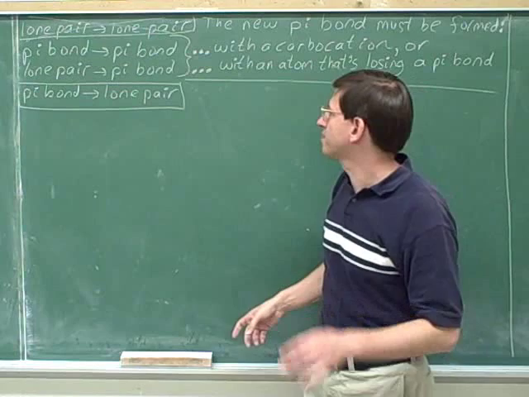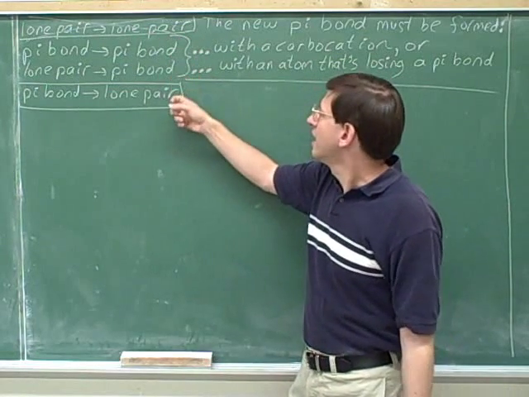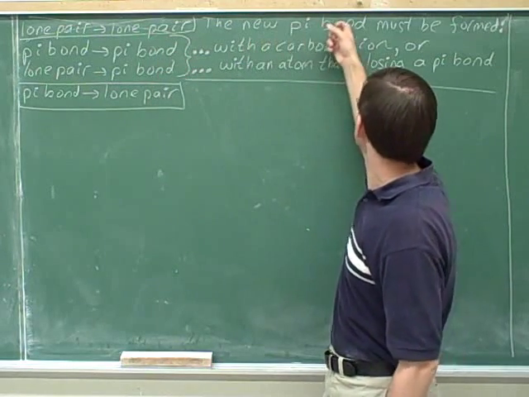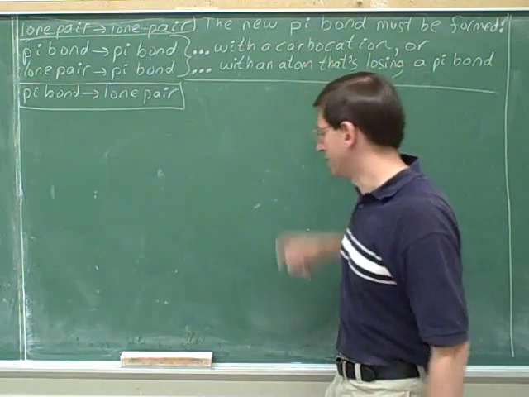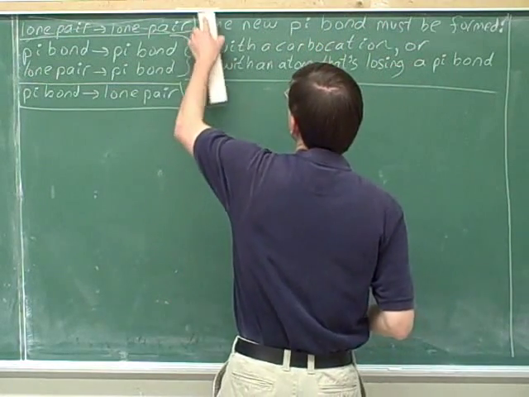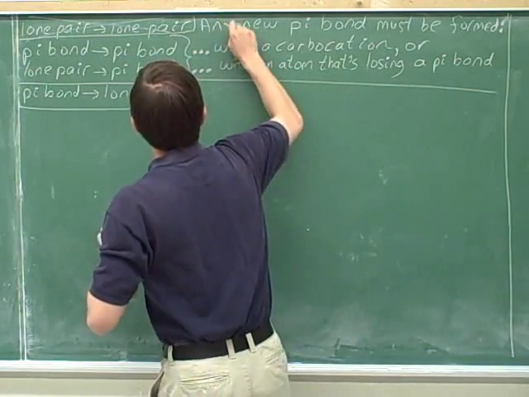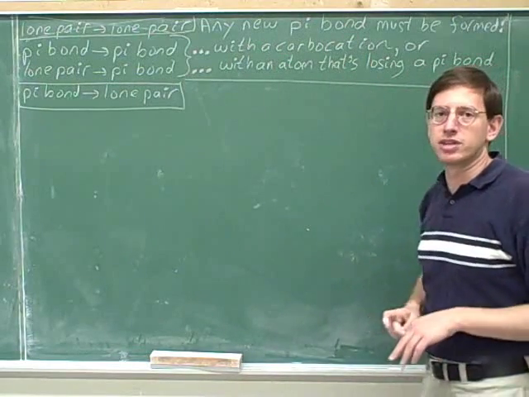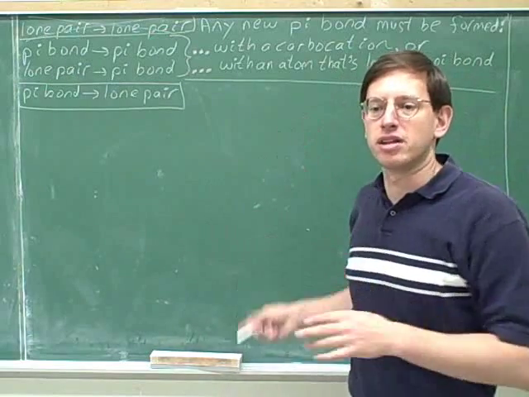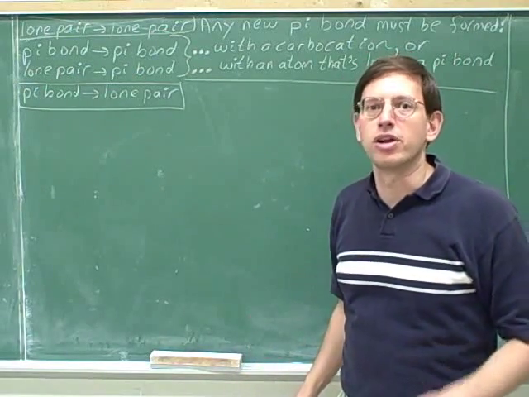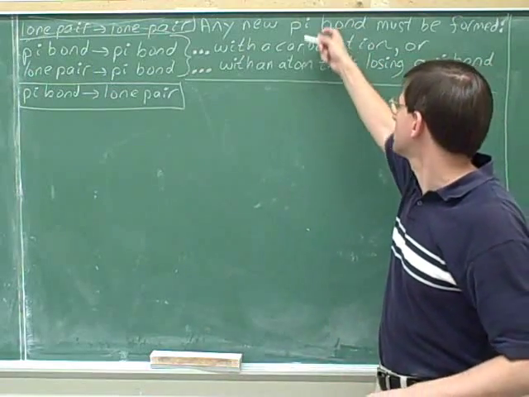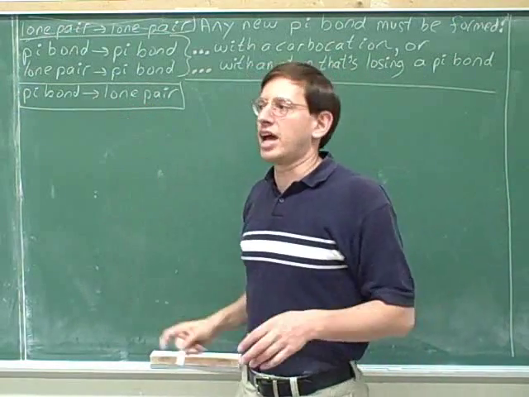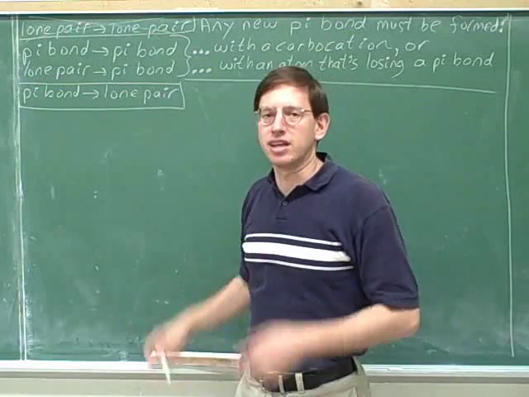I hope you can see that on the blackboard I've tried to indicate with these braces that these criteria only matter for these two transitions. They only matter when you're forming a new pi bond. Maybe this is a good way to put it: any new pi bond must be formed with a carbocation or with an atom that's losing a pi bond. Or, even though I didn't write it on the board, with an atom that's in the third period or below. But we won't focus on that as much. These are the major ways to form a new pi bond. On the other hand, it's much easier to form a lone pair. You can pretty much form a lone pair any place that you want. At least you don't need to worry about exceeding the octet rule.